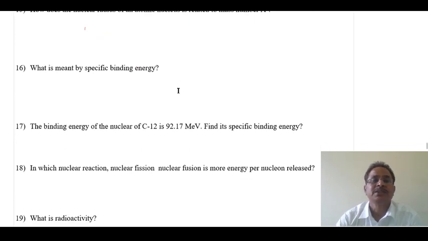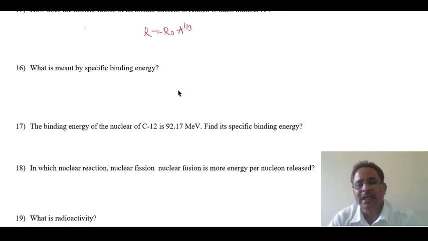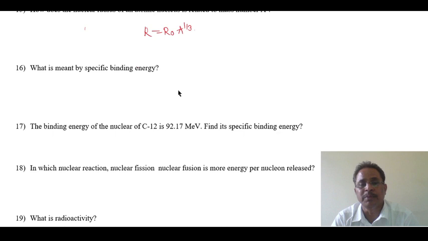Then, how is the nuclear radius of an atomic nucleus related to its mass number? Again, this is a repeated question that we have seen. R is equal to R0 times A raised to 1 by 3. This empirical formula connects the radius or diameter of the nucleus and its mass number. The Rutherford alpha particle scattering experiment tells you that this type of relationship holds between all types of nuclei and their mass numbers, as given by this.